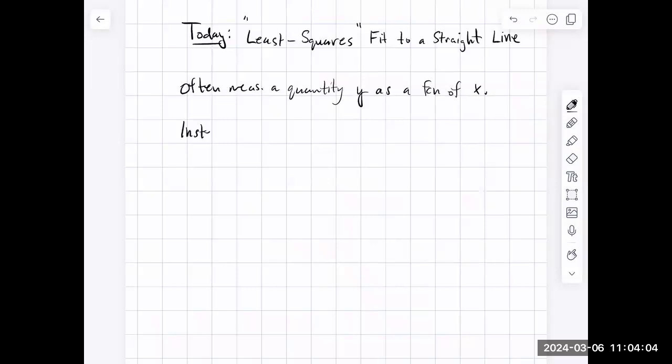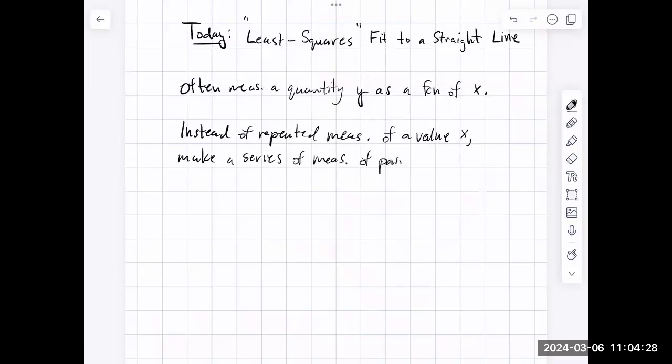So instead of repeated measurements of a value x, we make a series of measurements of pairs of values xi, yi. Usually x is the quantity that we're controlling, and we're measuring the response of y.